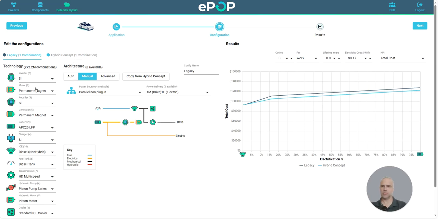So what we have here is a legacy, and we haven't even looked at comparison of two powertrains. Where the only thing we've changed is the motor technology. See if we change that. There's a slight difference between total cost of ownership if you change the motor technology.